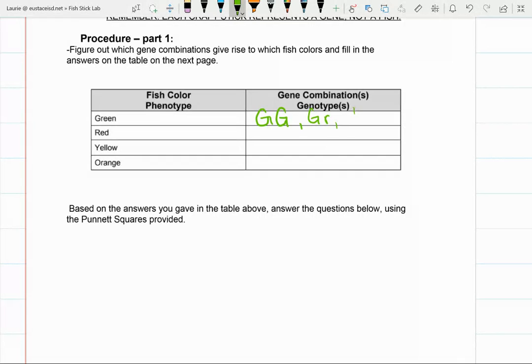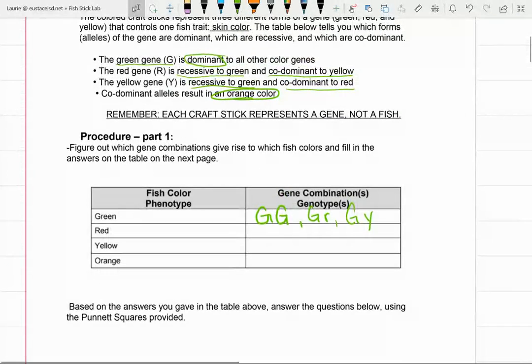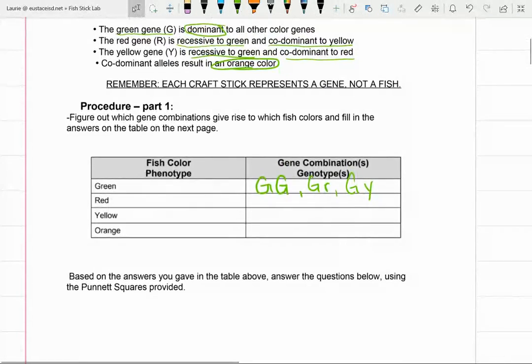And then we have G little y. Again, we have our big G, which is our dominant allele, our dominant gene that's going to take over. This offspring will be a green fish, but it will hide a yellow recessive gene. Now for red, it tells us red is recessive to green. So we already decided G R makes a green fish. So we can't have any G's in a red fish.